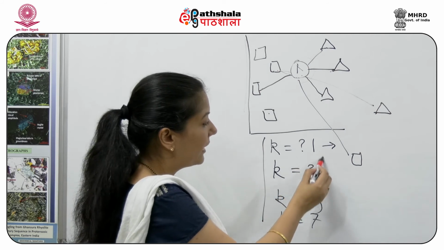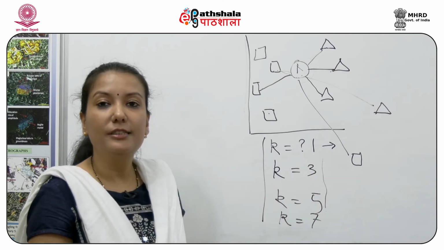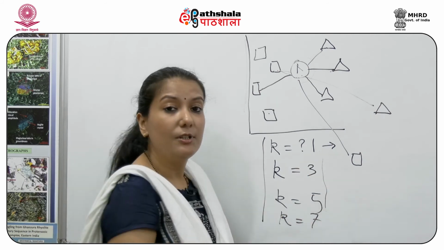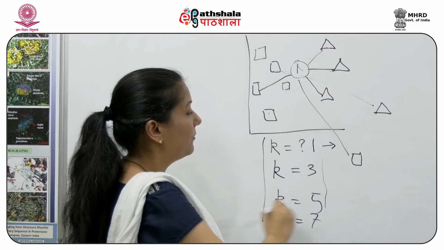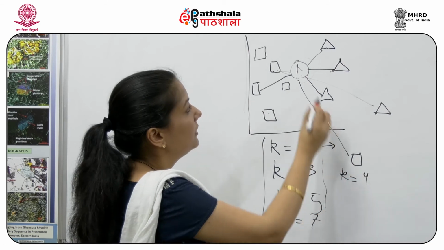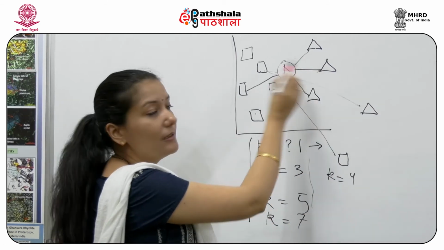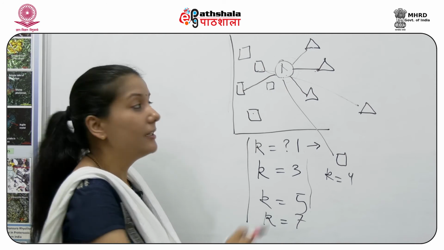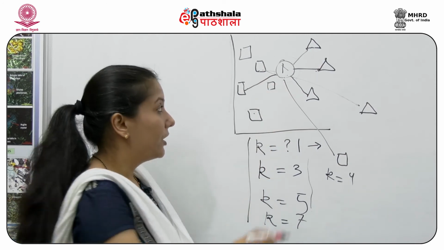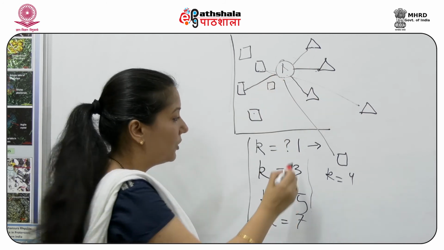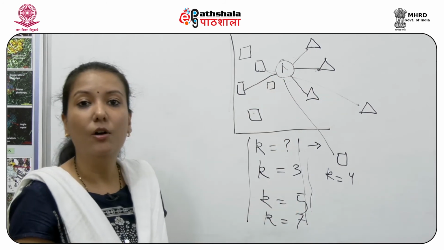Secondly, you would notice I have only taken the odd numbers here. So why did I not take an even number here? The reason being, suppose I would have taken k equal to 4. So I could have 2 square pixels and 2 triangle pixels nearest to this pixel. So what would be the class? You don't know. So to avoid this kind of situation, we always treat k values as odd numbers.